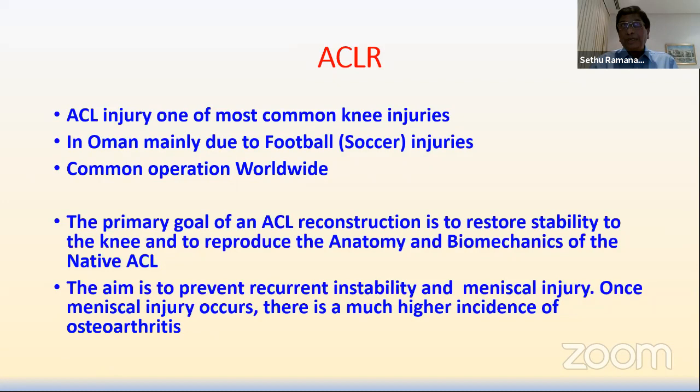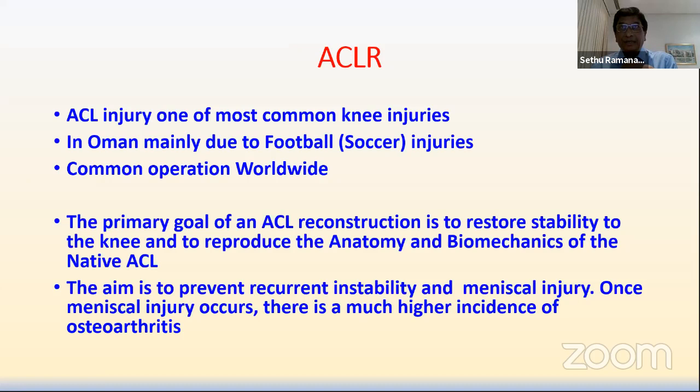ACL reconstruction is a common operation worldwide, and the primary goal is to restore stability, and the aim is to prevent recurrent instability and meniscal injury. We heard earlier also about the role of the meniscus, because once you get a meniscal injury, there's a much higher incidence of osteoarthritis, usually immediate or in the late stage. So it's very important that you should preserve the meniscus. And one of the reasons you would want to go in early to do an ACL reconstruction is to prevent any further meniscal injury if the patient has not had the surgery.